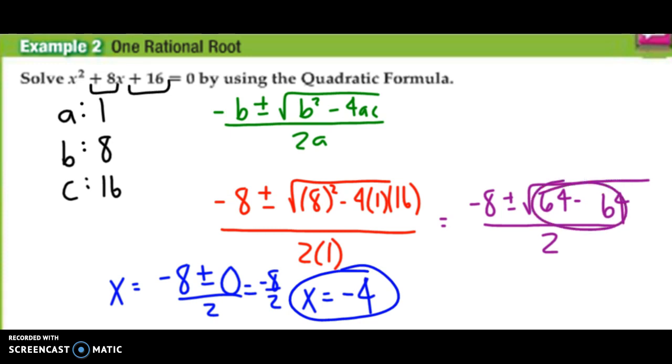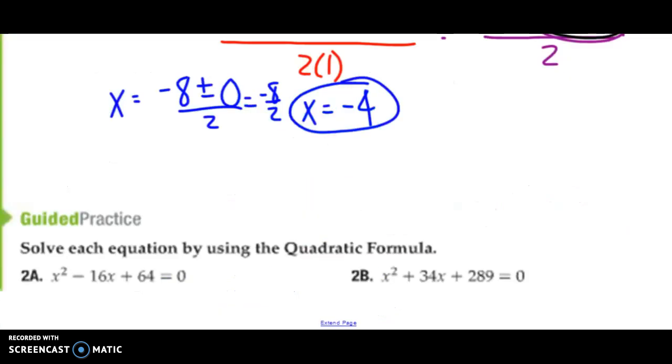Now you'll notice that since we have the same number under the square root, 64 and 64, you get 0. Whenever you have 0 under the square root, that's when you're only going to have one solution. We'll talk about why that is later in the section. Here's a couple guided practice problems that you can try as well.